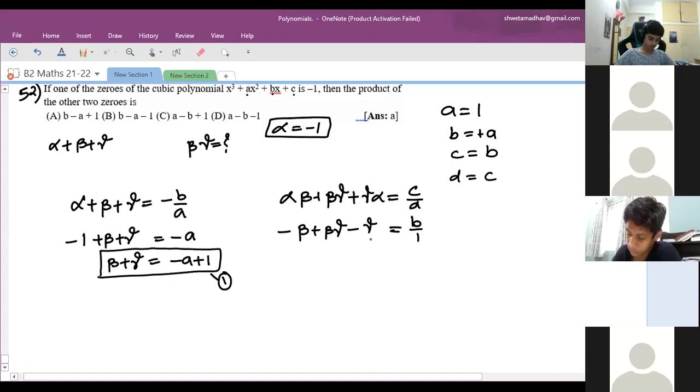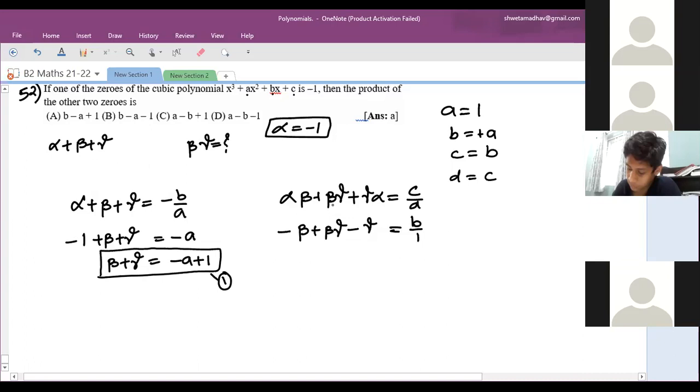Are you able to hear me? Yes, ma'am. So alpha beta plus beta gamma plus gamma alpha is equal to C by A. So alpha is -1, so -1 into beta is minus beta. Clear? Yes, ma'am. Beta gamma, no value we have, so plus beta gamma. And here alpha value is -1, so -1 into gamma is minus gamma, is equal to C value which is B, and A value is 1, so B by 1. Is it clear?